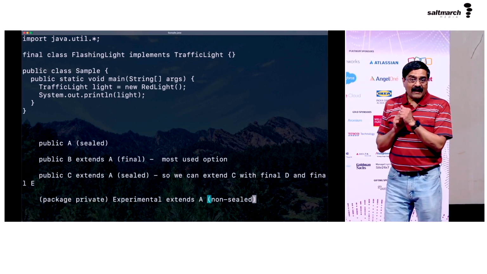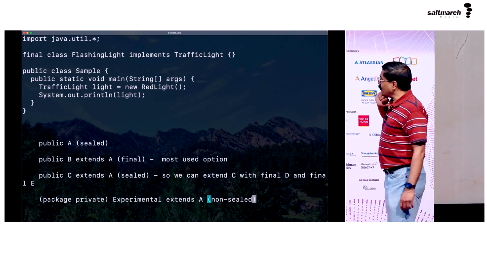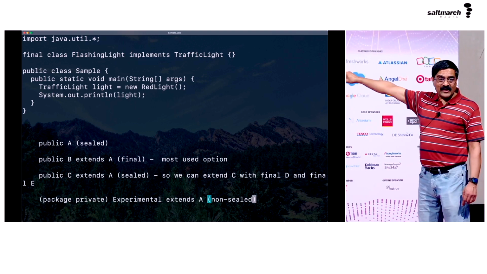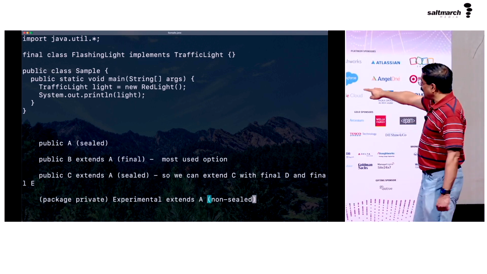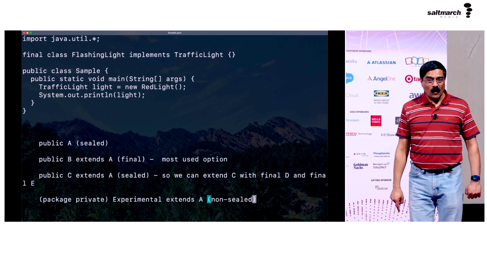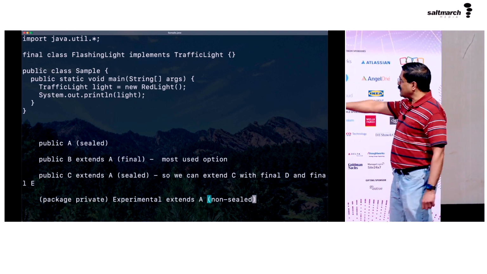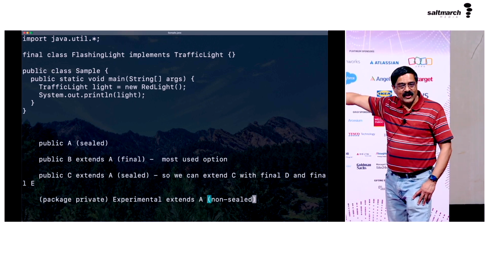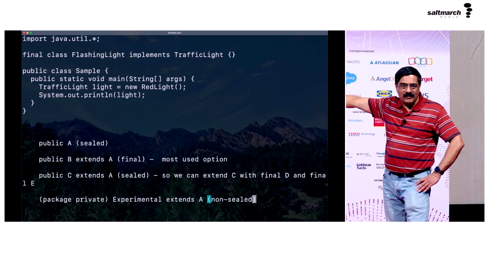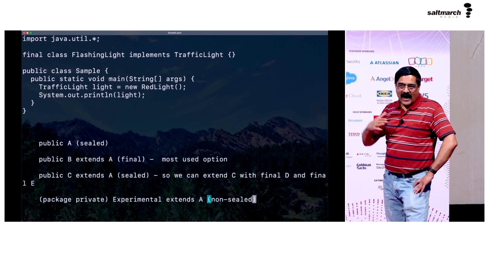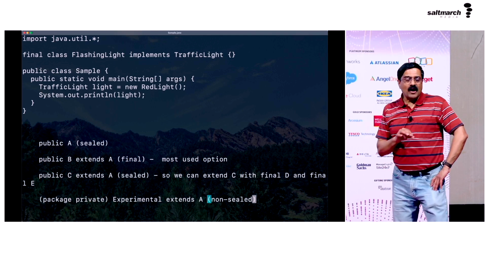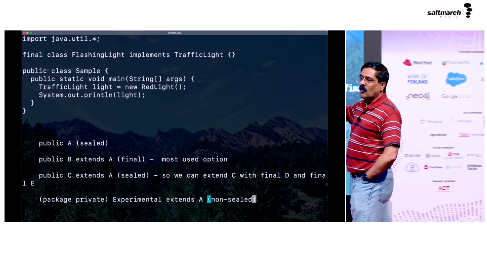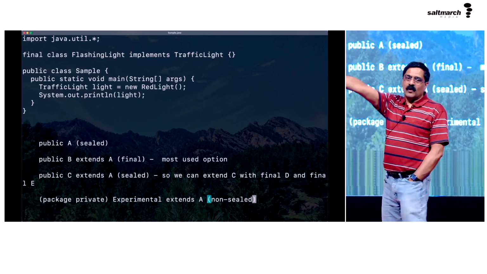So nobody can extend from A. Nobody can extend from B. Nobody can extend from C because that is sealed. Nobody can extend from D and E because those two are final. But who can extend from experimental? Only the code in the same package. So the entire world cannot still abuse this feature, can they? So my recommendation is, if you're going to use non-sealed, make it package private. So it can be opened up only for your code, not for everyone to use it.